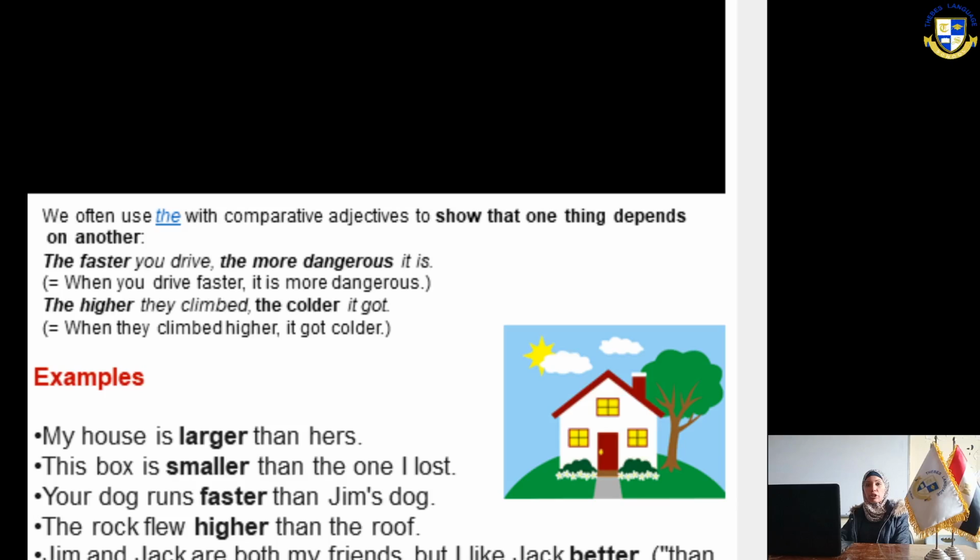For example, if I need to compare between two, I can say, my house is larger than hers. This box is smaller than the one I lost. So now I'm comparing between two: between this box and the box that I lost before. Your dog runs faster than Jem's dog. I'm comparing now between your dog and Jem's dog. The rock flew higher than the roof. Jem and Jack are both my friends, but I like Jack better than Jem. Is that understood? Then, guys, let's move on to slide 6, and we will talk now about superlative adjectives.